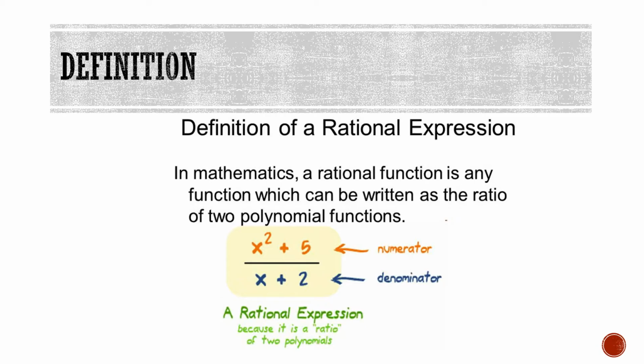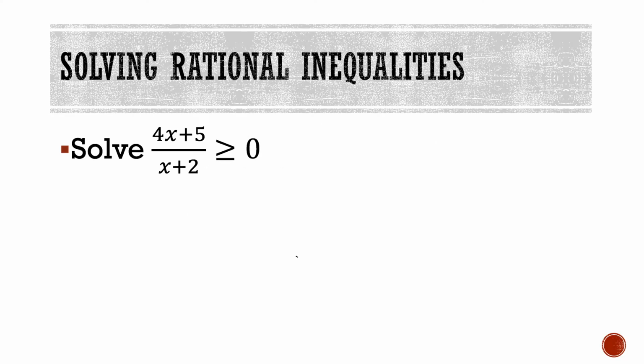So we're going to take this idea of a rational expression and put it in an inequality, which means that we would put it in a problem that has a less than or greater than, or a less than or equal to or greater than or equal to. Our first problem, we're going to start with an easy one, says that we have 4x plus 5 over x plus 2, and we want to know where that rational function is greater than or equal to 0.